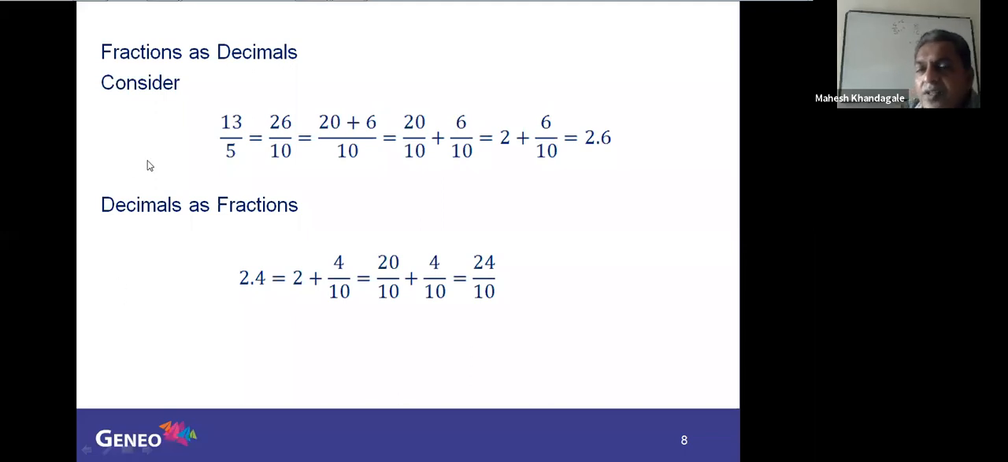So on your screen, you will see different examples. Now, if you observe carefully, these are what? These are proper fractions, meaning the numerator is less than the denominator. Now, what happens if we have an improper fraction, meaning the numerator is greater than the denominator? Let us see.